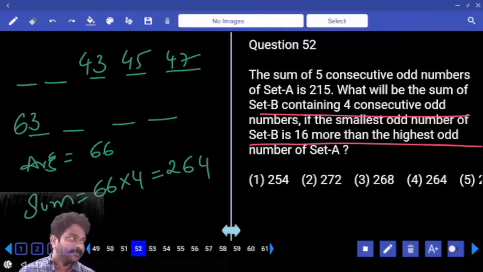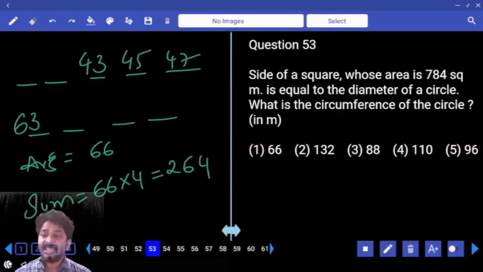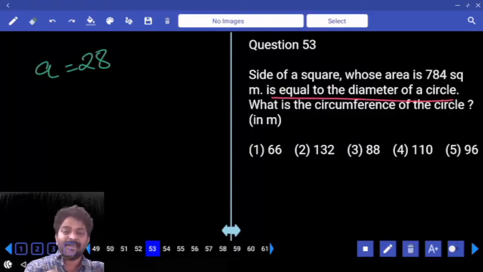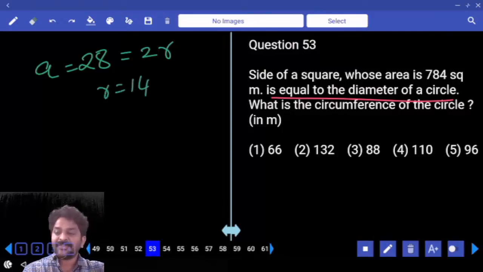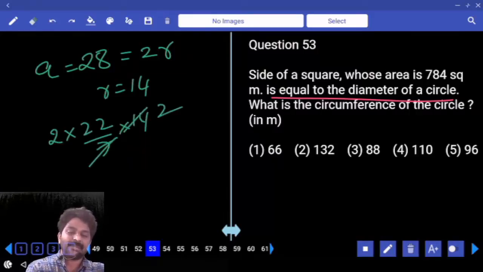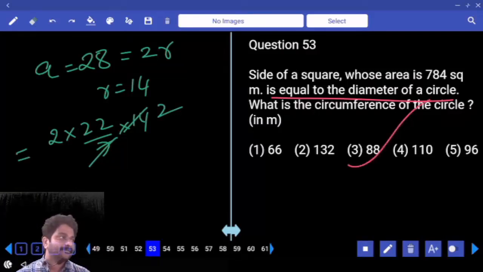Okay, now the side of the square whose area is 784. 784 is which number's square? 28. Then the side of the square is equal to 28, which is equal to the diameter of the circle. That means 2r is equal to 28, then r is equal to 14. Circumference is 2 pi r, 2 into 22 by 7 into 14. 7 goes into 14 how many times? 2 times. 2 into 22 into 2, that is 88.